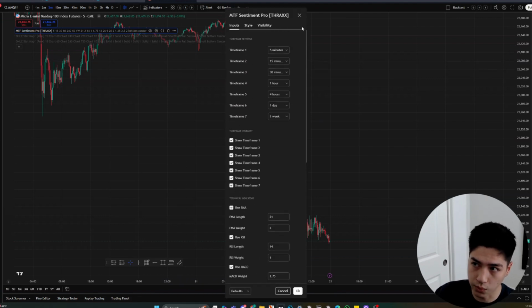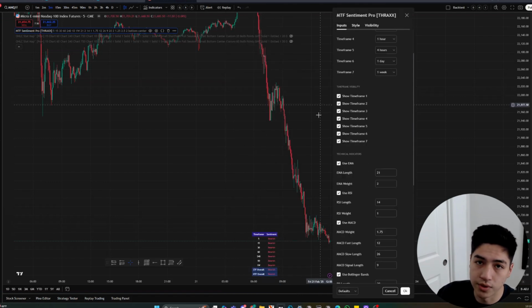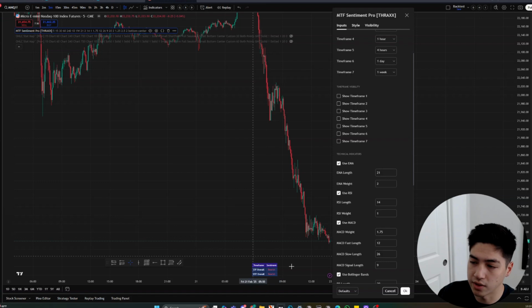So we're in the settings now for the indicator. As you can see, it's fully customizable. You can adjust all of the time frames. Just keep in mind the first 3 are your lower time frames. The next 4 are your higher time frames. This is how I currently have mine set up, which is showing here. You do have time frame visibility. If you turn all of these off, it'll still be calculating for the overall, but it just won't show on the chart. If you want them on, you can keep them on, or you can remove some or add some, doesn't matter.